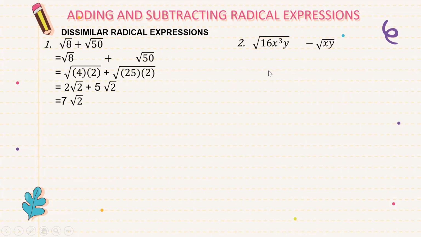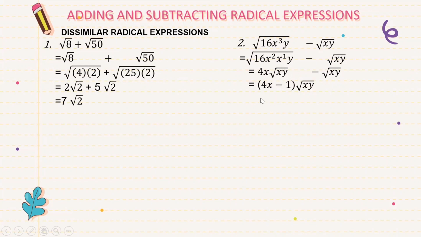Let's proceed to number 2. Square root of 16x cubed y minus the square root of xy. First, simplify the first term. So, 16x squared, x raised to 1, y minus, i-copy na lang natin ito, square root of xy. So, this would be 4x square root of xy minus square root of xy. So, mapapansin natin that this is already similar radical expression, kaya our final answer would be 4x minus 1 square root of xy.